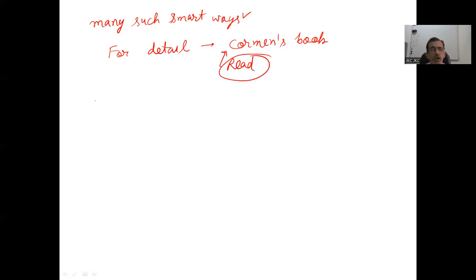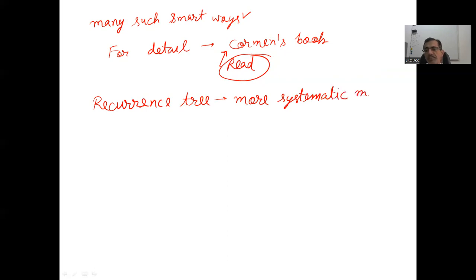Then we are going to talk of a recurrence tree, which is a more systematic and more useful method. So the next 30 minutes will be needed to discuss that and other more useful and generic methods. So let me just stop here and stop recording.